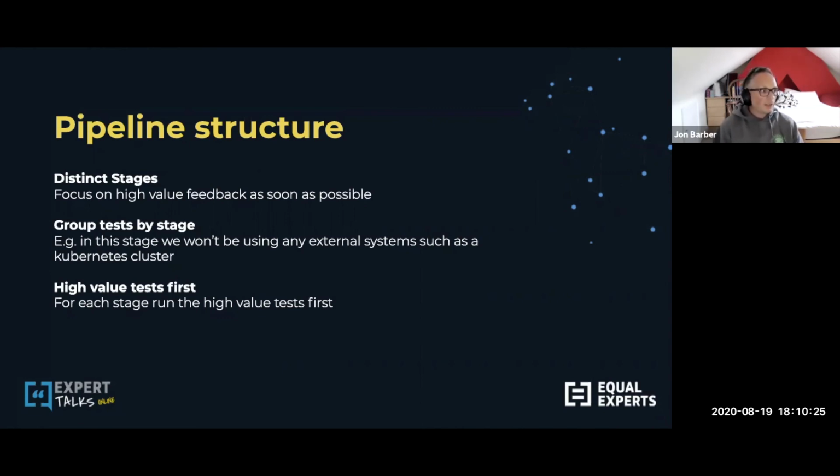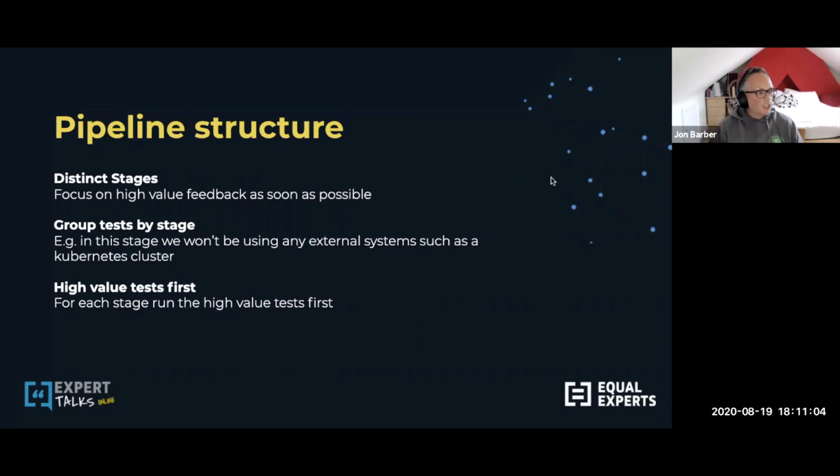For example, make sure we have distinct stages in the pipeline and focus on high value feedback as soon as possible. By high value, I mean, for example, if there's a common error that you see a lot, you might want to move that as early as possible in your pipeline. Group your tests by stage. We'll go into this in a minute, but just have an agreement with your team about the stages in your pipeline, what you're going to test in that pipeline, and the nature of the tests.